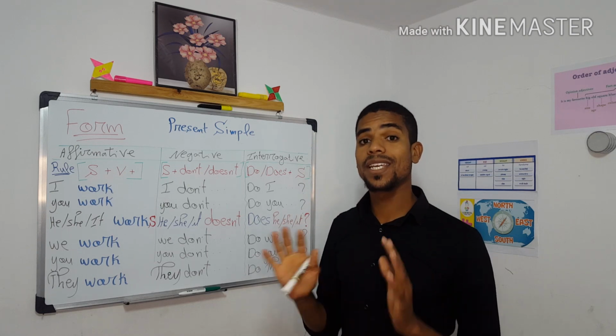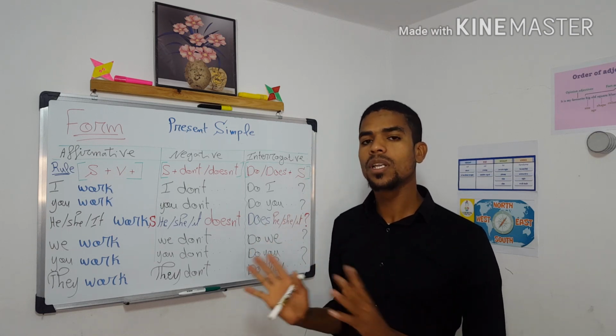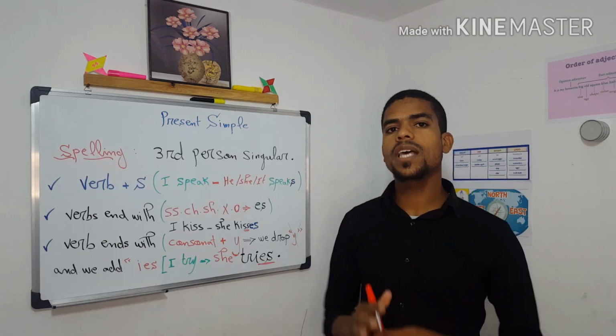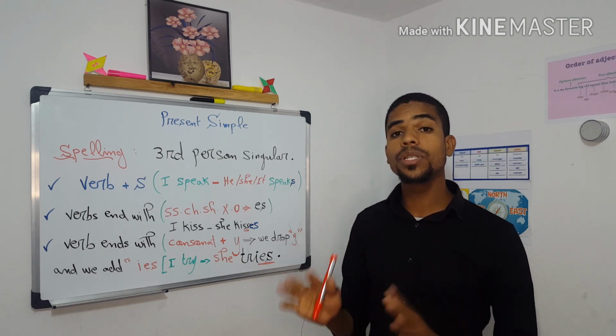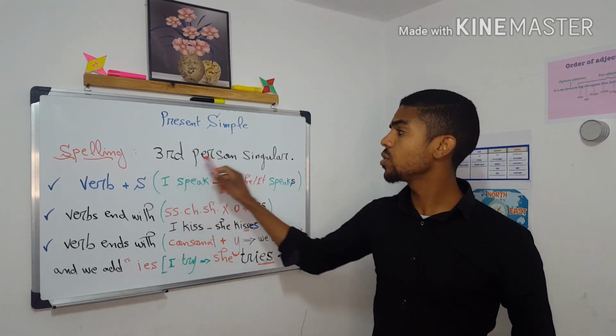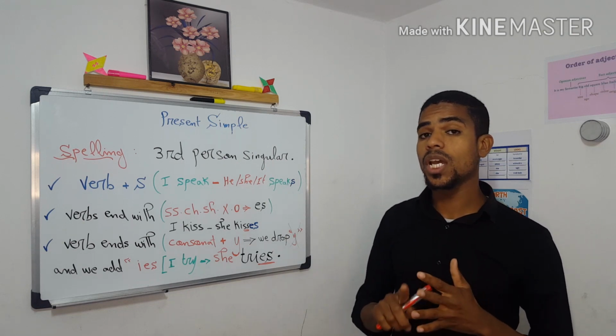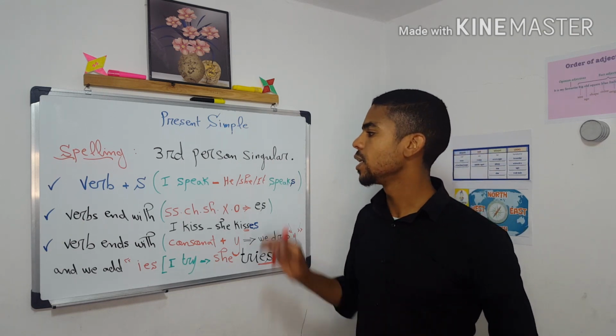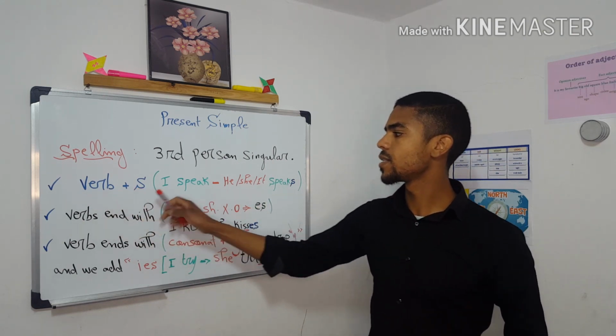Okay, let's have a look at the exceptions. How can we deal with spelling? With the third person singular, with he, she and it, we said normally we add just s, verb plus s.